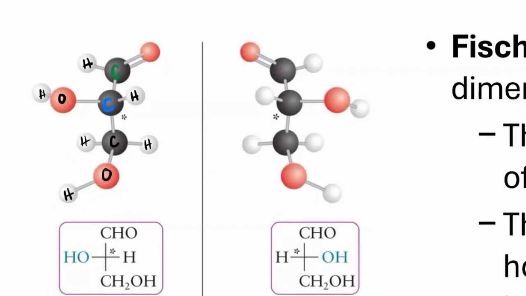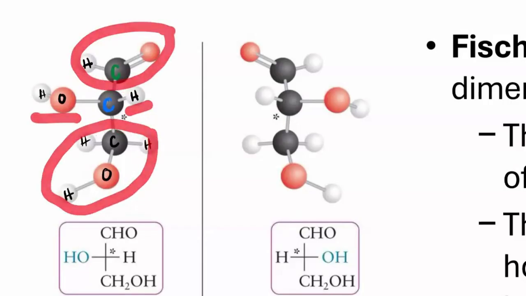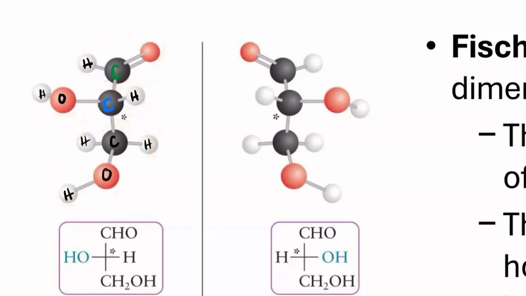So there are four different groups, and the only chiral carbon in glyceraldehyde, we can actually see it right here, because the groups are hydrogen, OH, this area of the molecule, and this area of the molecule. So that's why the asterisk is here, because that's the only chiral carbon in glyceraldehyde. The molecule that we have on the right side is just the mirror image of glyceraldehyde.